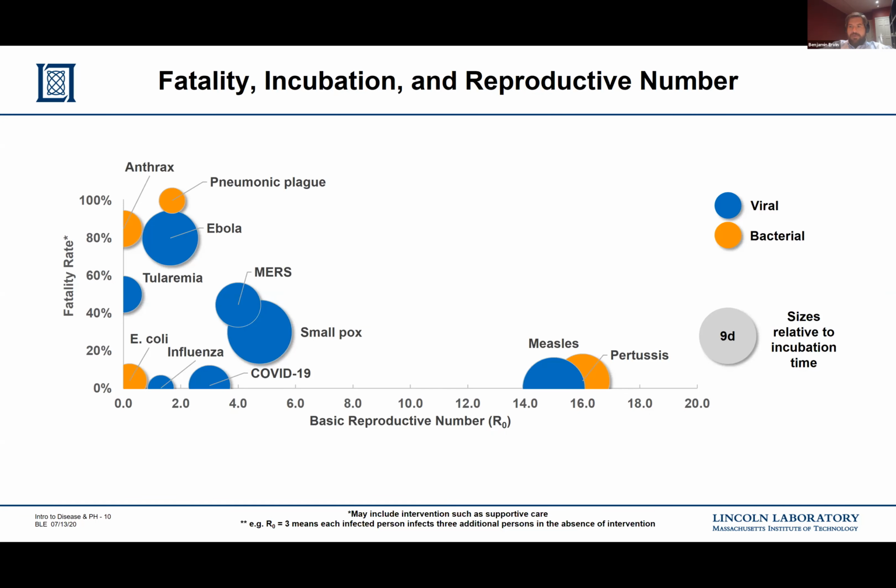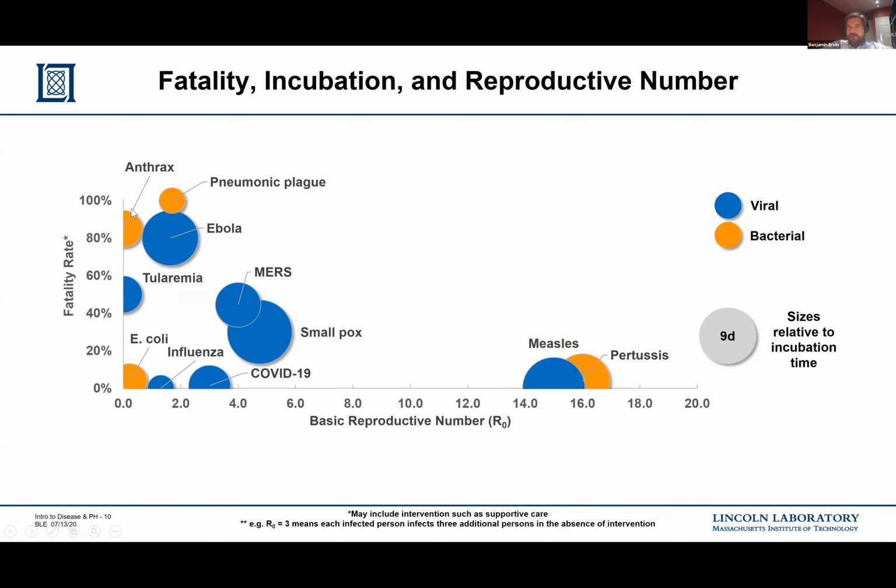I've plotted many different viruses and bacteria on a plot with fatality rate or mortality on the y-axis, and then the basic reproductive number, which I just said is the average number that you infect, on the x-axis. You can see here things like measles can spread very rapidly. It's highly infectious. So when somebody has measles and you're in the same room as them, it's very likely you're going to get infected with measles if you're not vaccinated. So on average, you infect 15 to 16 more people when you have the measles or something like pertussis.